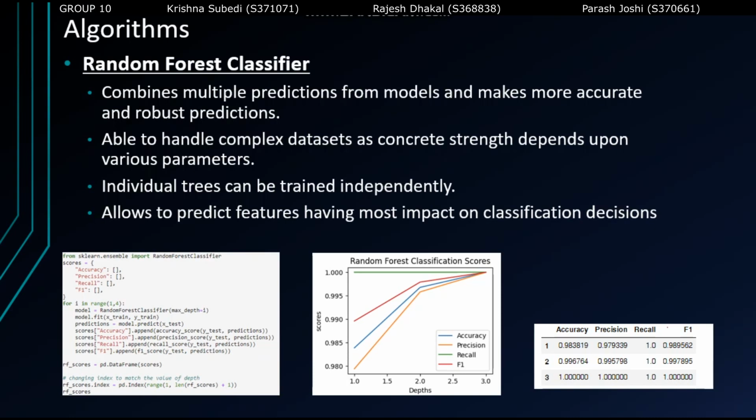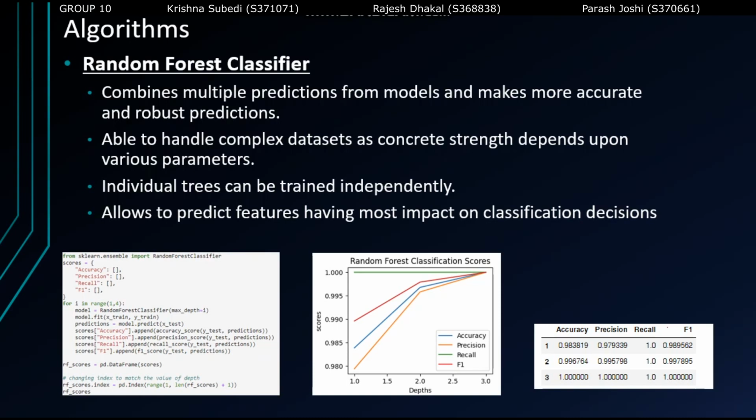Since our data set is continuous, we will focus on regression-type modeling, and as part of our assessment requirement, we will add more features to the existing data set in order to apply this classifier model. The random forest classifier method combines multiple predictions from models and makes more accurate and robust predictions, and it's able to handle complex data sets. Its concrete strength depends upon various parameters, individual trees can be trained independently, and it allows us to predict which features have the most impact on classification decisions.